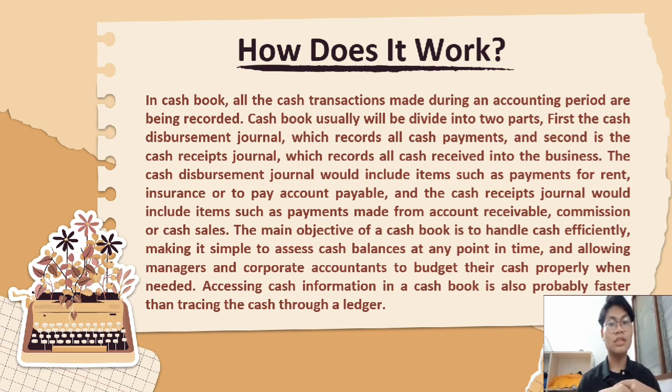The main objective of cash book is to handle the cash efficiently and making it simple to access cash balance at any point in time, and allowing managers and corporate accountants to budget their cash properly when needed. Accessing cash information in a cash book is probably faster than accessing a ledger.